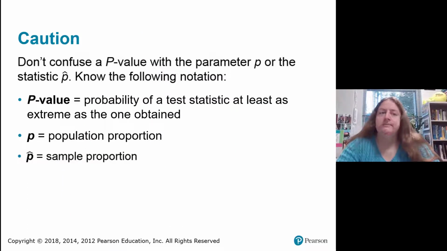So some caution. Don't confuse a p-value with the parameter p. We're dealing with capital P, like probability, and the statistic: the population parameter p, or our statistic p hat. So lots of p's going around, and when we're speaking it out loud, it's not a bad habit to talk about our capital P or lowercase p if we're not saying p-value. As long as we say p-value right away, you should know that that's capital P.